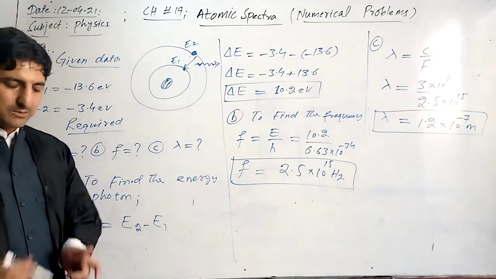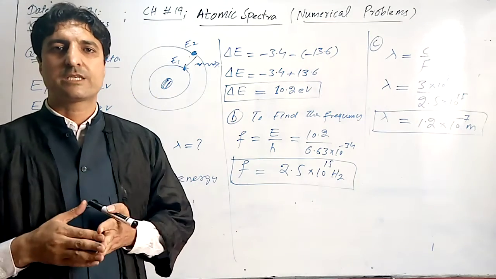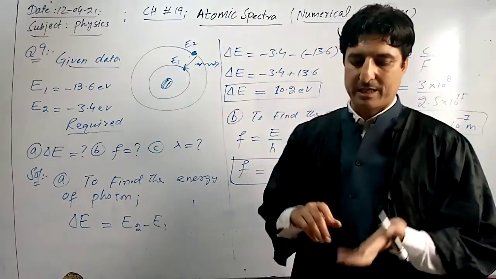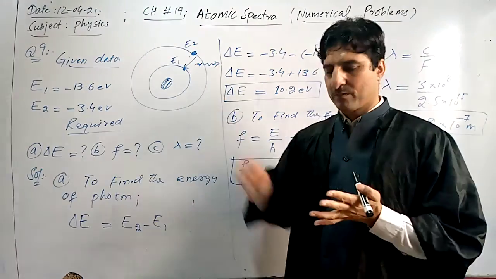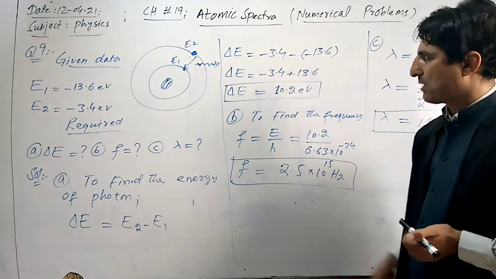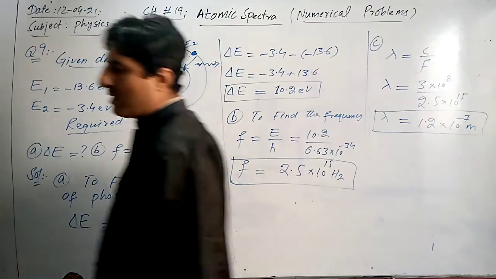So dear students, let me summarize briefly. In this question it was stated that when the electron jumps from second orbit to first orbit, we have to calculate three things: energy of emitted photon, frequency and wavelength. So by applying these formulas, we can easily calculate these three terms.